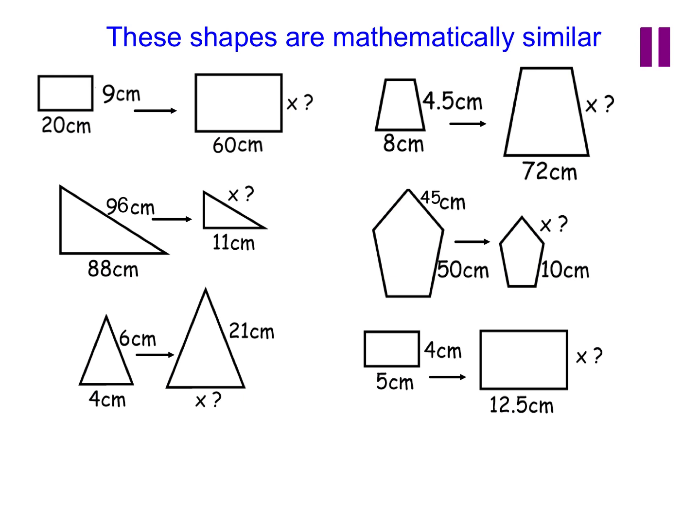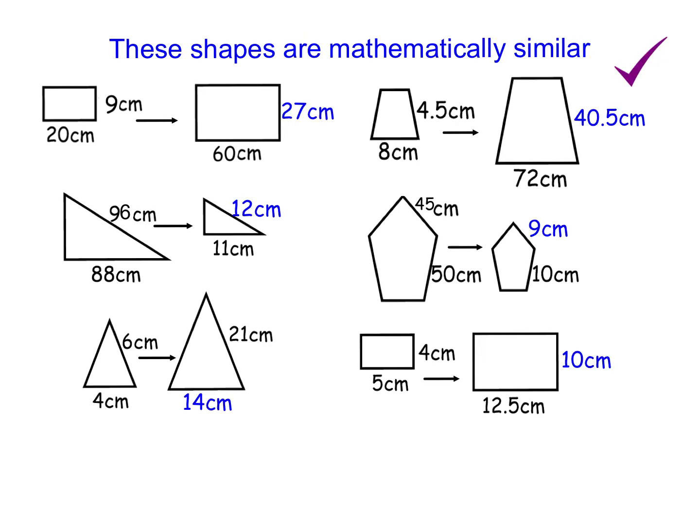So if you want to practice some of these, here's a couple more to do. Remember that if you're doing enlargement, it will be big over small. So for the first one here, you would do 60 over 20 for your scale factor. Simplify it and times by the missing side. Okay, and then if you unpause the video, you can check your answers there.